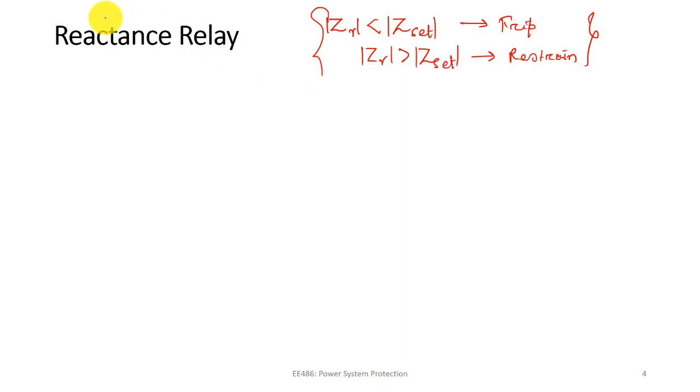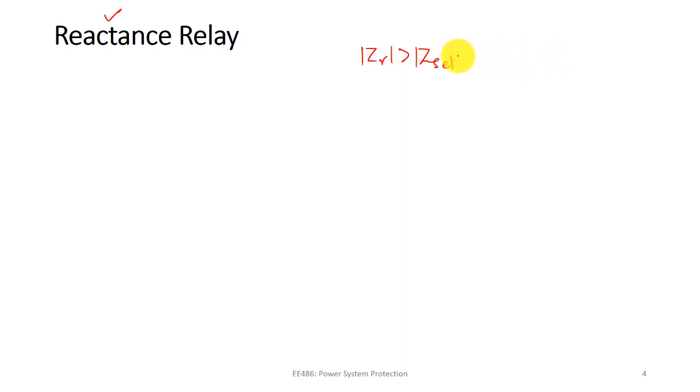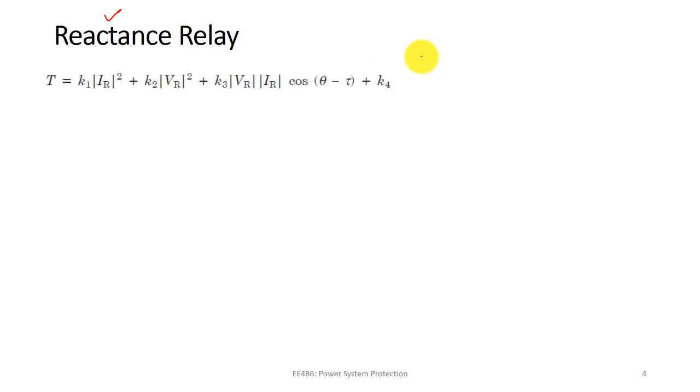Now, as the name suggests, reactance relay: this will consider the reactance seen by the relay, and it will compare it with the set reactance, the reactance set in the relay. Let us first derive the equation for the reactance relay from the universal torque equation. Your universal torque equation is T equal to K1 IR square plus K2 VR square, minus K3 VR IR cos of theta minus tau, plus K4. Already we have seen this.